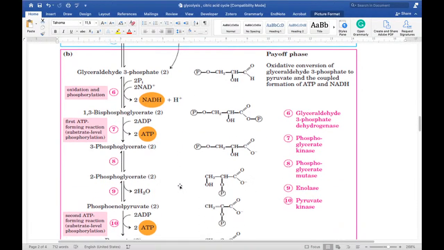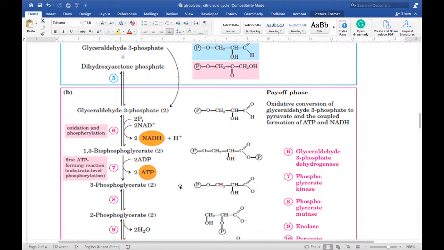Now the second phase of glycolysis that we have to learn about is the payoff phase, which is the oxidative conversion of glyceraldehyde 3 phosphate to pyruvate and the coupled formation of ATP and NADH.